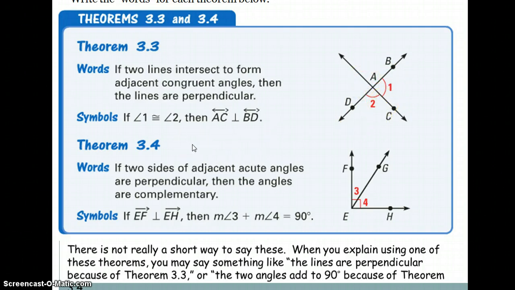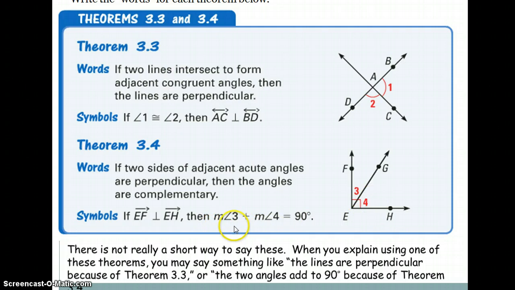Theorem 3.4, if two sides of adjacent acute angles are perpendicular, then the angles are complementary. I really encourage you to just use your picture. See, there's this big red box again. Big red box means 90 degrees. So angle 3 plus angle 4 equals 90 degrees. Here it is right here written.